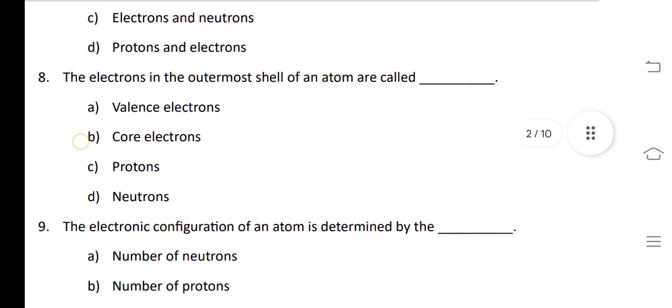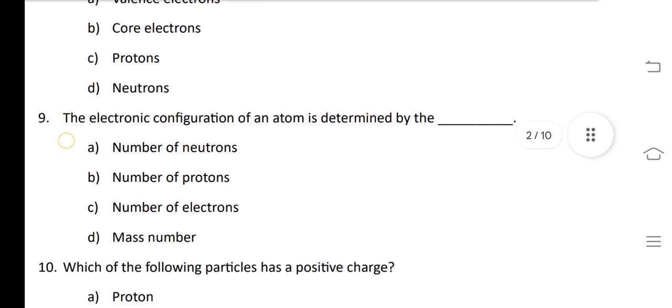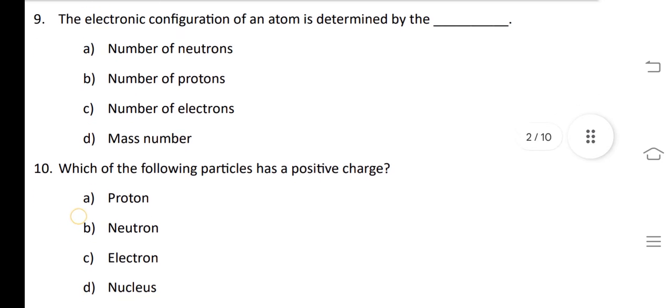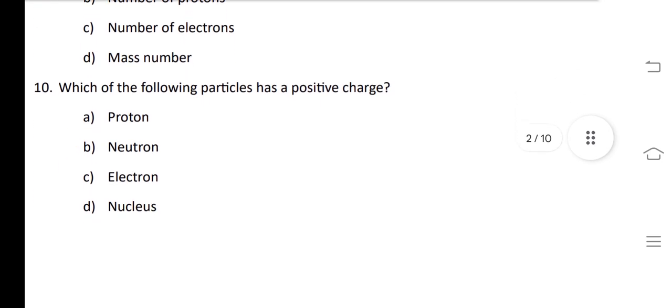Question number 8. Electrons in the outermost shell of an atom are called valence electrons. Our next question: the electronic configuration of an atom is determined by the number of protons. Our next question: which of the following particles has positive charge? That is proton. The charge on an electron is negative. The charge on a neutron is 0, which means the neutron is neutral.